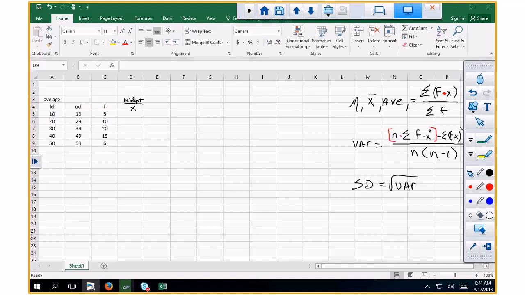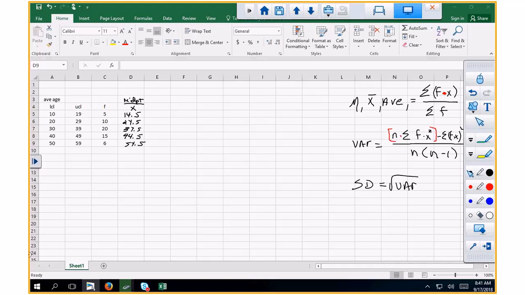X, midpoint. What's 10 plus 19? 29. What's half of 29? And then we got 14.5. Then we got 24.5. Then we got 34.5. Then we got 44.5. And then we got 54.5.